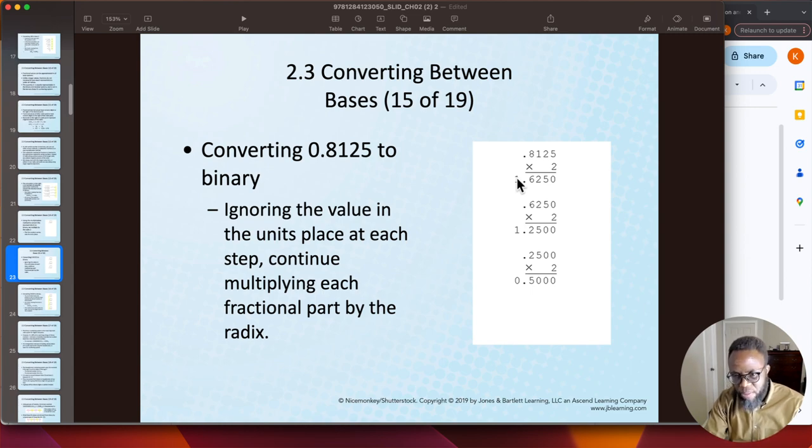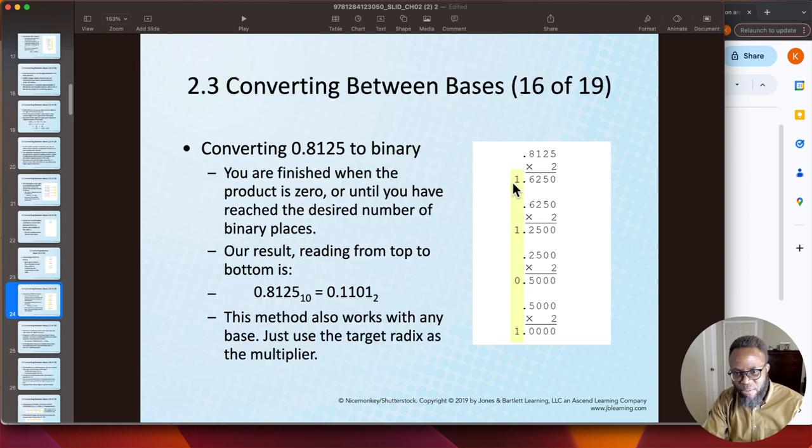Again, some methods I'm not very familiar with. I learned these things a long time ago. And the method I'm more familiar with is a little bit different. But as you see here, when you multiply 0.8125 times 2, you get this. We're discarding the 1 here. You are finished when the product is 0 or until you have reached the desired number of binary places. Okay, so in this case, the product is 0.